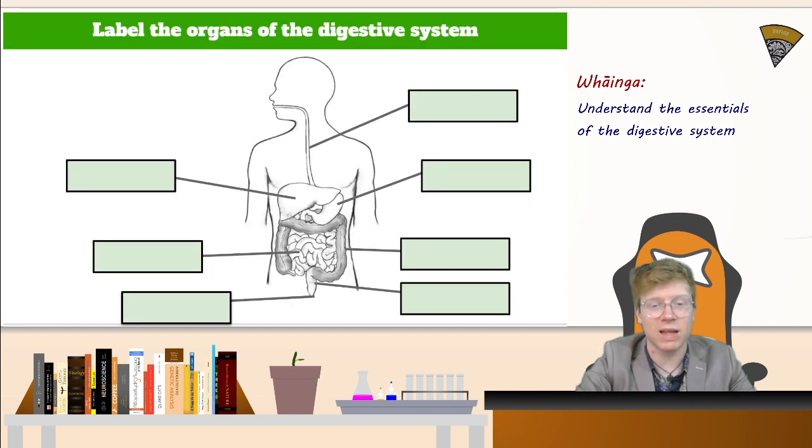So let's move to slide 7. On slide 7, you'll see that there's a bunch of unlabeled organs. Your challenge is to try to label these as best you can. The hint is that the answer's on the previous slide.